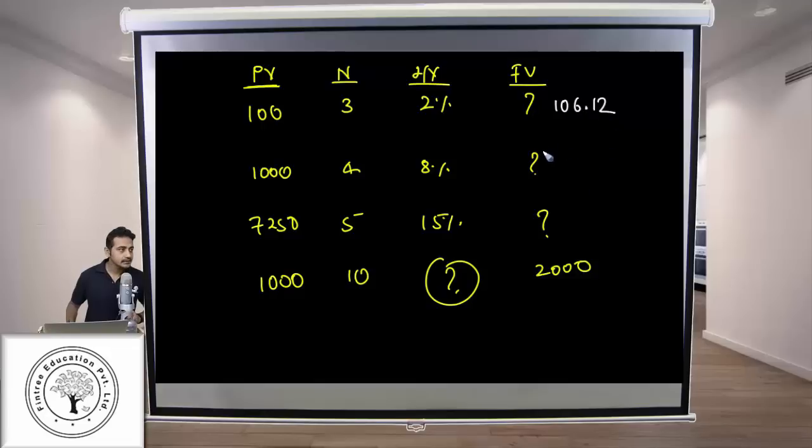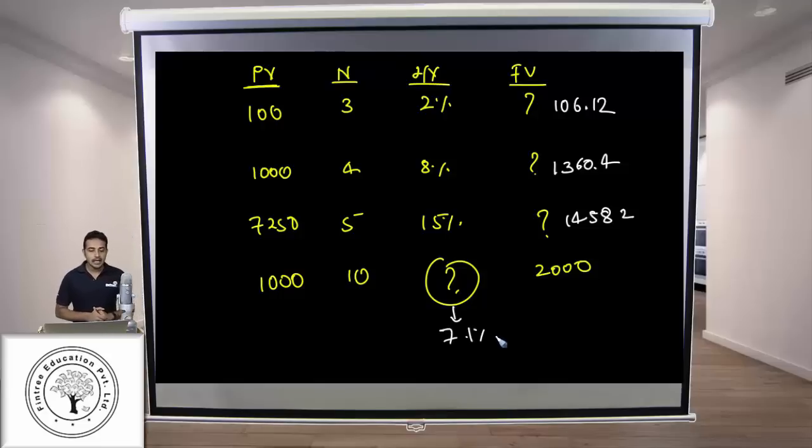10.12. Second answer? 1360.4. Okay. Third one? 145.82. Okay. And this one? 7.1%. How many of you were able to solve the first question? Okay. So those of you who did not, I'm going to do the keys with you.